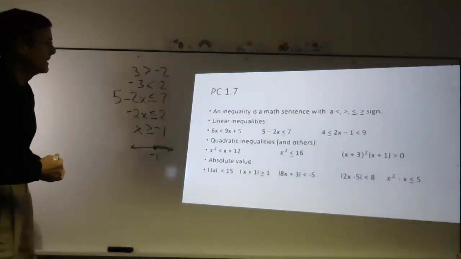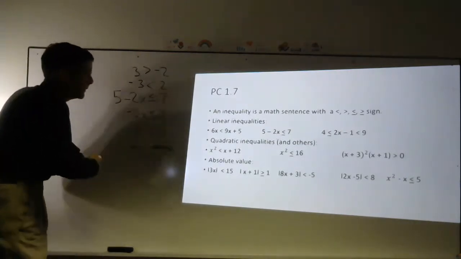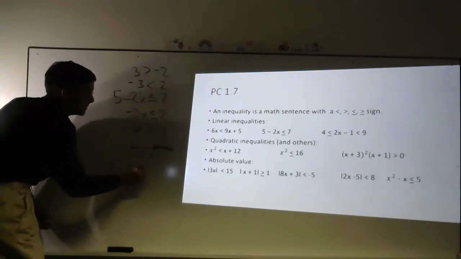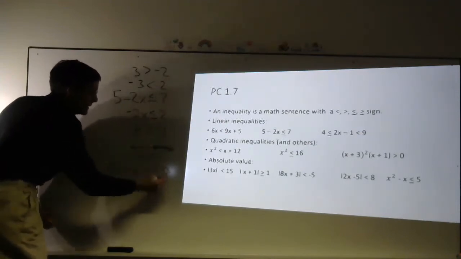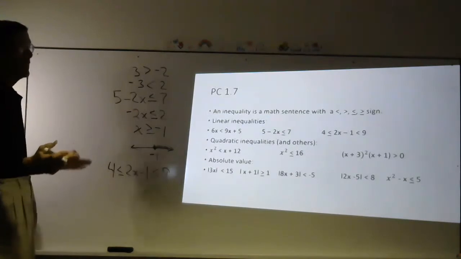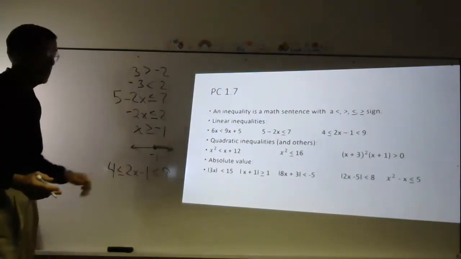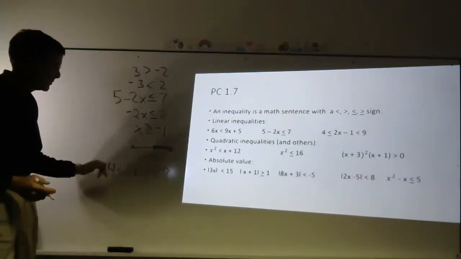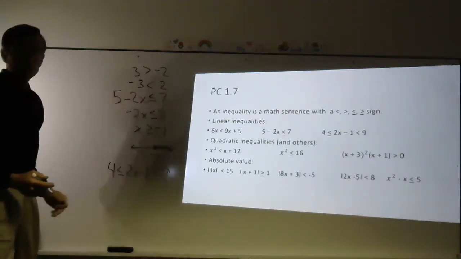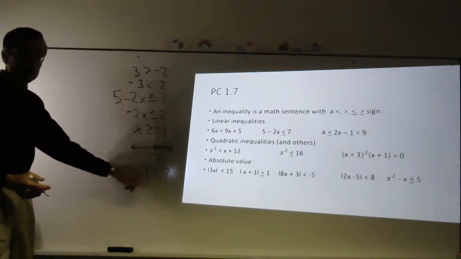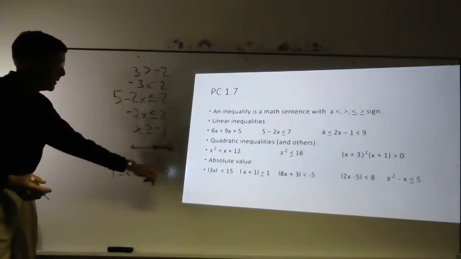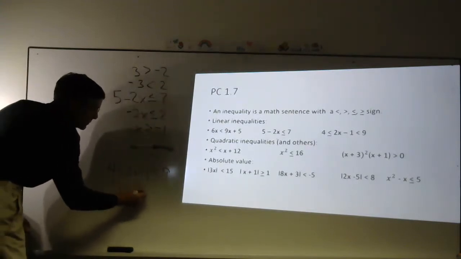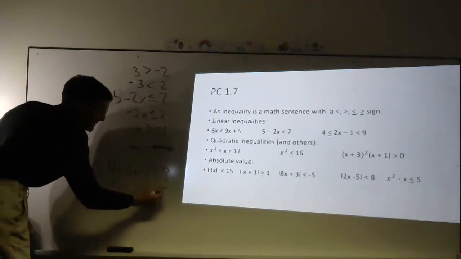How about the last one over here? 4 less than or equal to 2x minus 1 less than 9. What's kind of cool about this problem, you know you want to get x by itself, you've got to get rid of the minus 1 and the 2. It's just that there's 3 parts instead of 2. So if you're going to add 1, you have to add 1 in all 3 places, and you get 5 less than or equal to 2x less than 10.